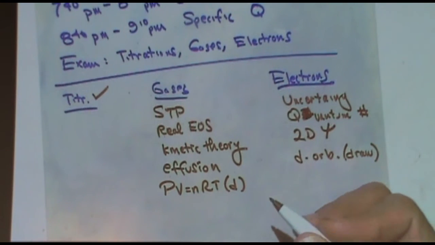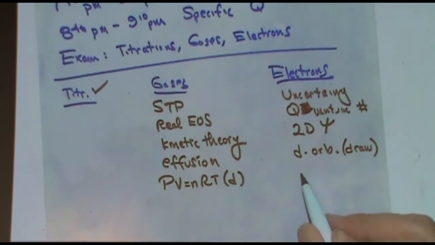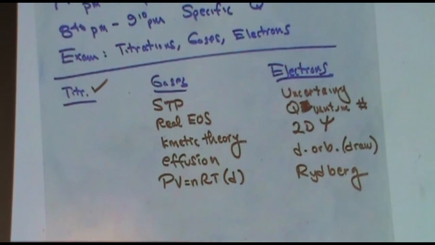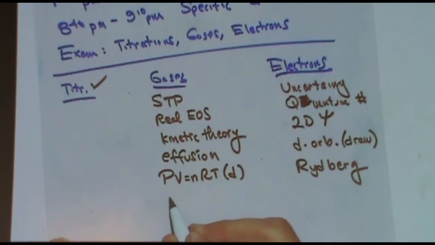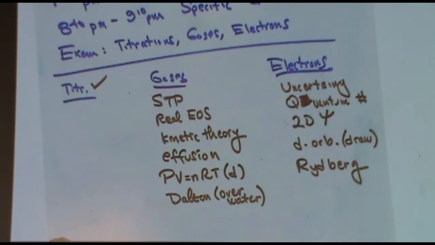Okay, I don't know why people are moaning. It could be a test question for sure. Yeah. The Rydberg equation? Yeah, that's over here. Okay, there's two of you there. One of you go first. Oh, okay, Dalton, there's a certain type of Dalton's problem that's called over water, collected over water. There was another person there, yes.